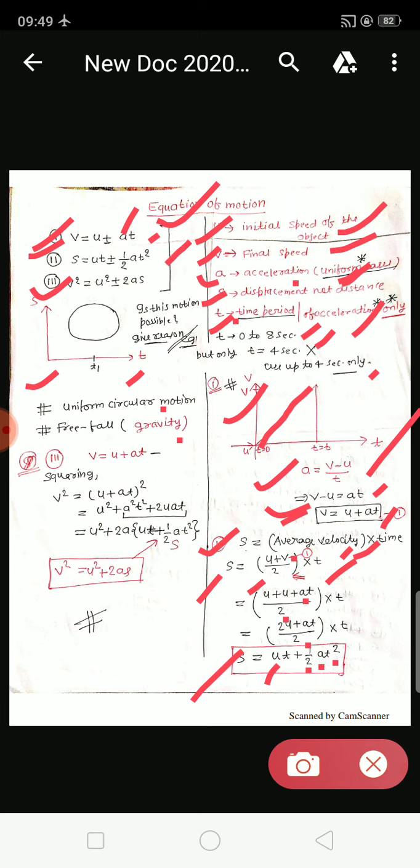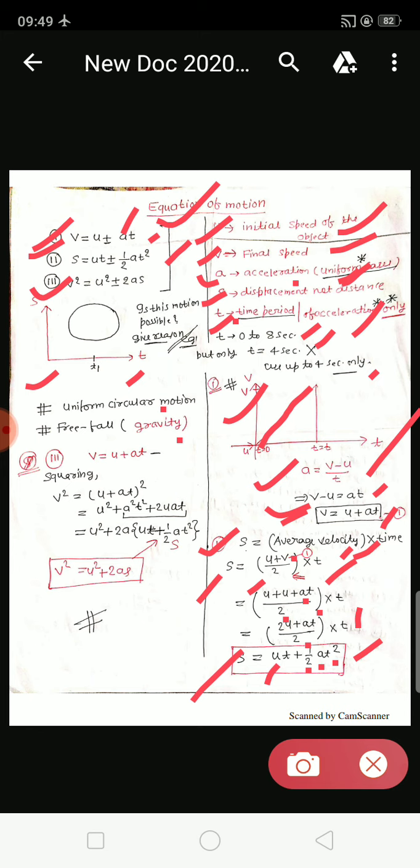क्या किया मैंने, v को u प्लस at से रिप्लेस किया और मैथमेटिक्स का यूज किया, पावर ऑफ एक्सपोनेंशियल। Rules of exponents क्या होता है, x to the power m into x to the power n equal to x to the power m plus n. तो यहाँ पर t का पावर 1 था और यहाँ भी t की पावर 1 थी, so both will be added and it comes to be 2, t to the power 2, and the second equation of motion we will get.